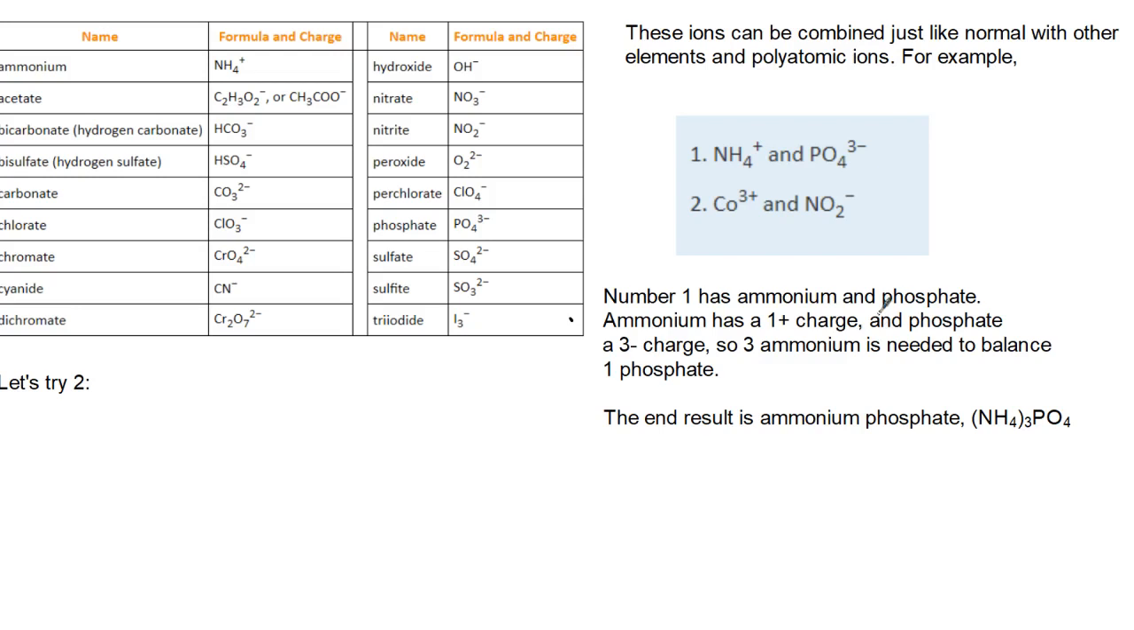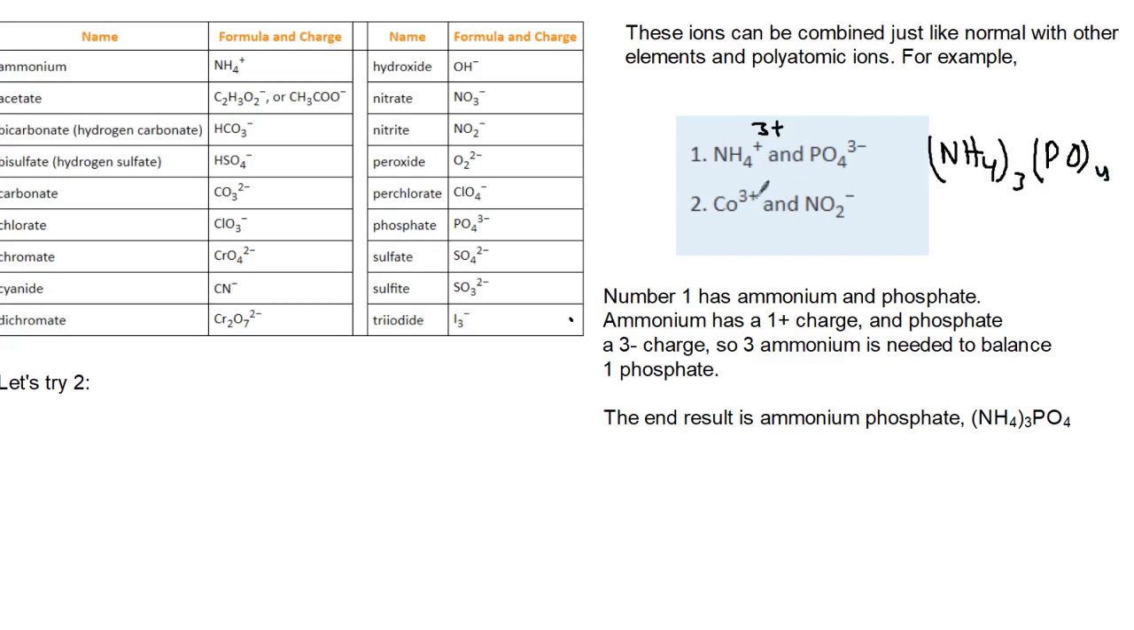So the ions like this, they can just be combined just like normal elements in polyatomic ions. So for example, this is phosphate, and this is ammonium, I think. Yeah, this is ammonium, and this is phosphate. So ammonium phosphate would be a plus charge, so we need 3 plus charges to balance with 3 minus, so it'll be NH4 3 PO4, because we need the 3 plus charge.